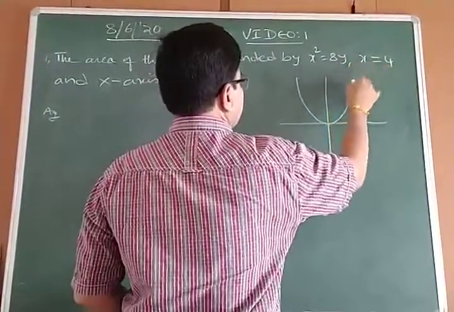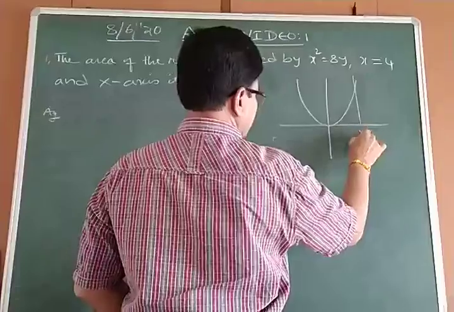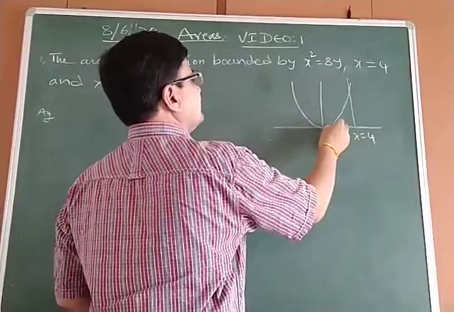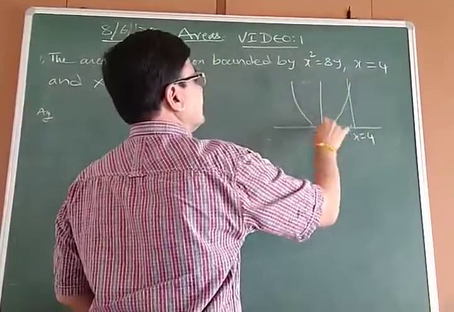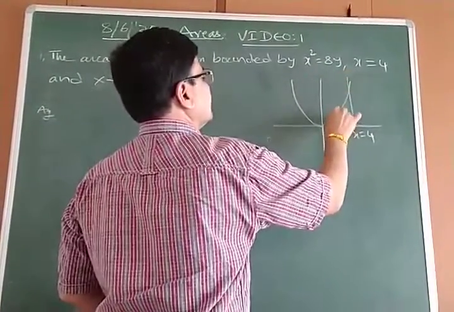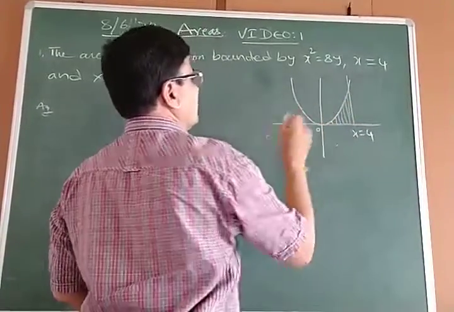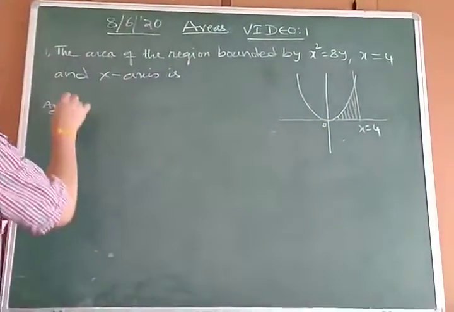And the line x is equal to 4. This is a line. The required area is bounded by the parabola and the straight line. That is, the shaded part is the required area. It is origin.